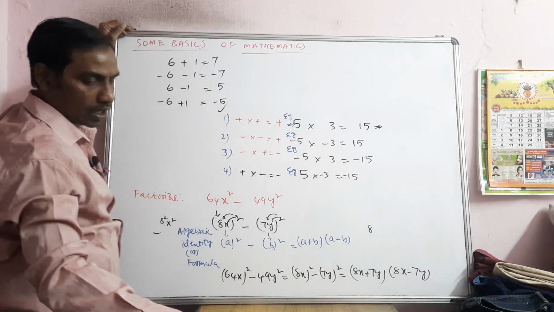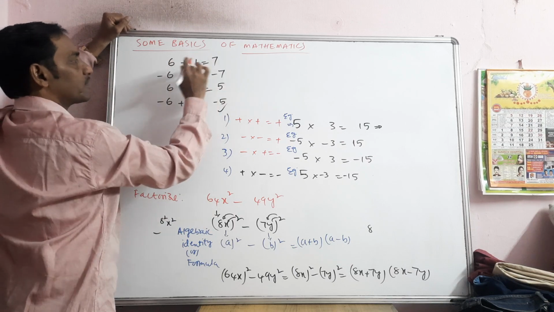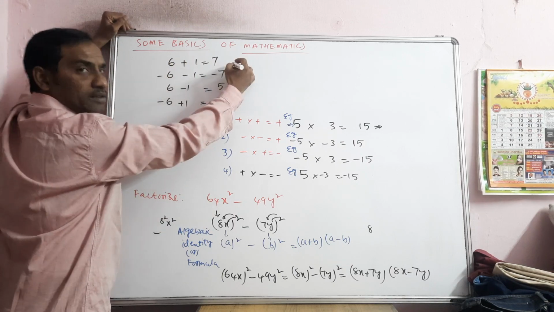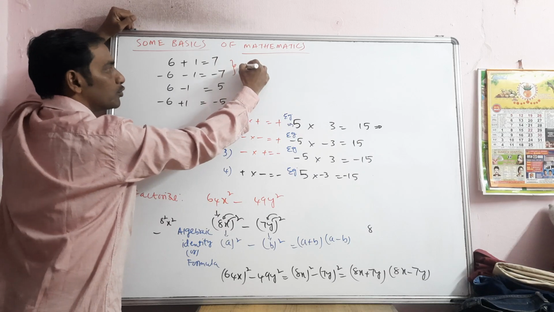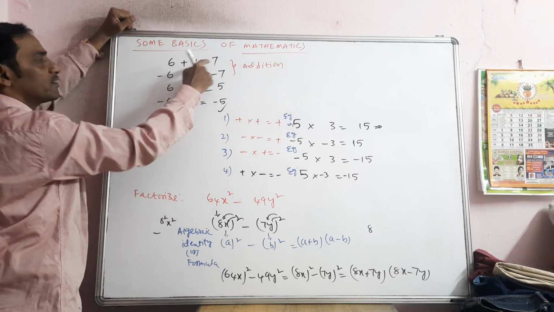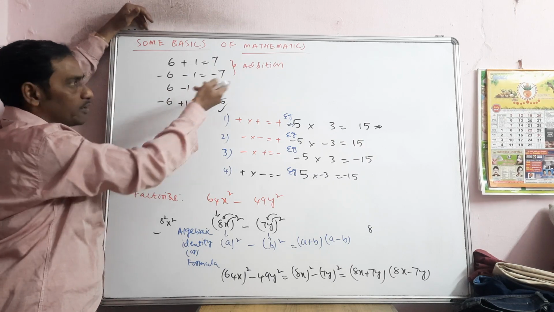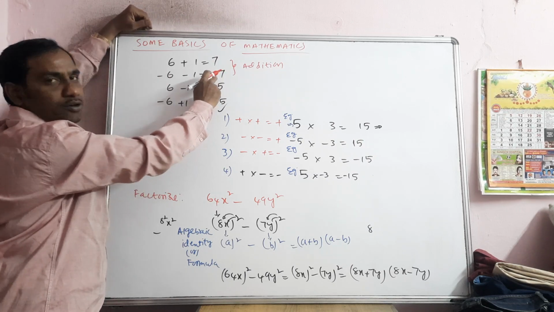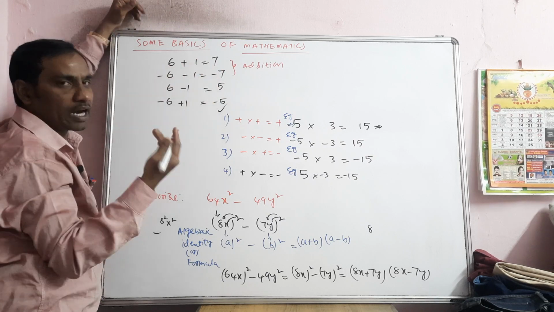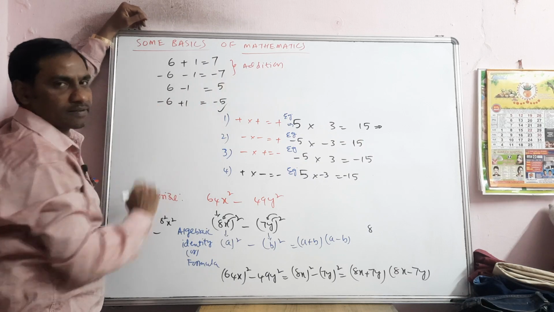So here I want to mention one important thing. Whenever two numbers have the same sign, like plus plus and minus minus, then we have to do the addition, and whatever the sign is, that sign you have to keep. 6 and 1 addition is 6 plus 1 is 7. Of course, after getting the answer 7, you have to write minus 7, right?